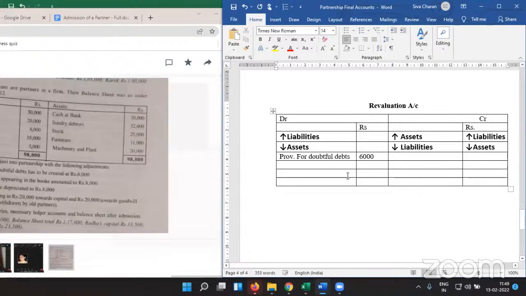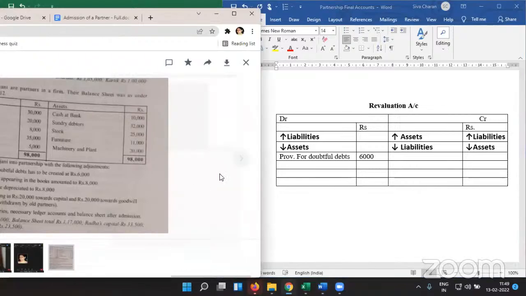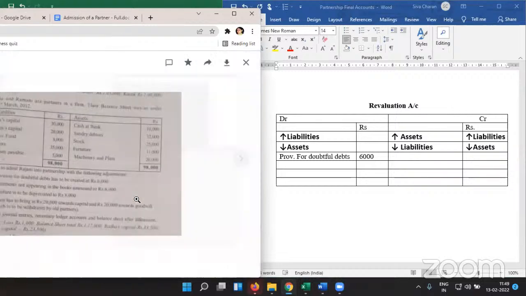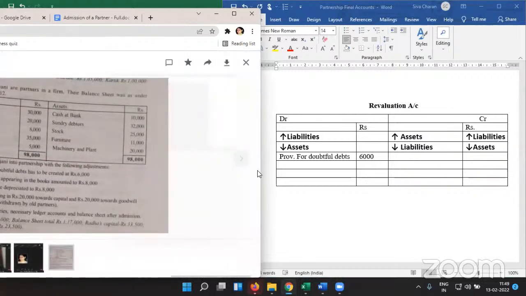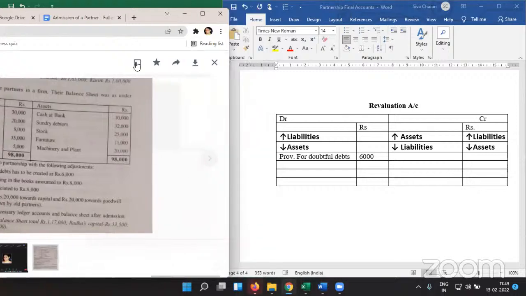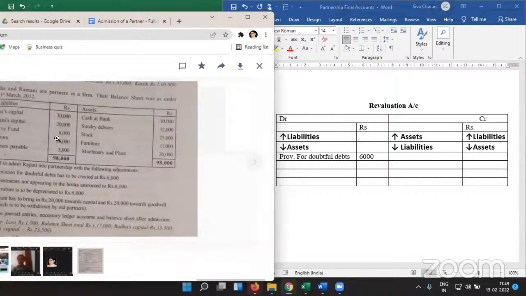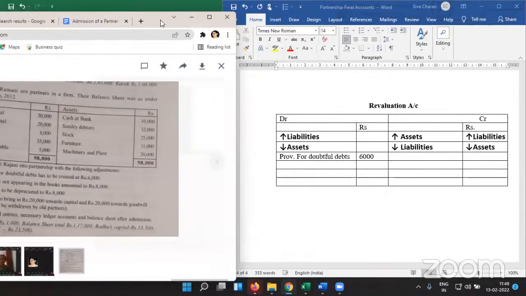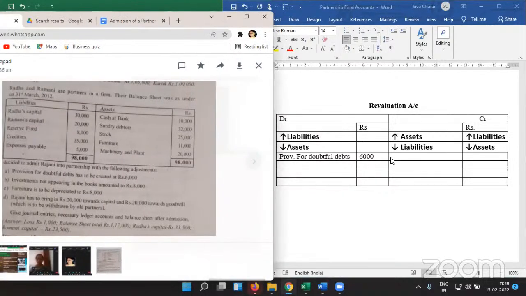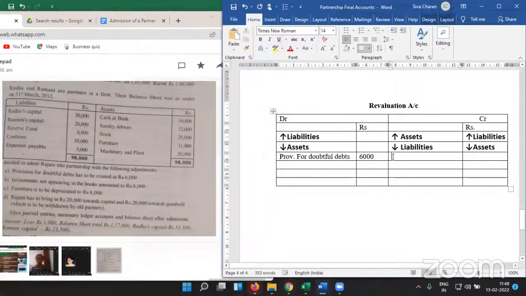The next adjustment is that investments not appearing in the books amounted to 8,000. That means increase of assets. As assets are increased, we should take it on the credit side. Investments, how much? 8,000. Okay. The next, furniture to be depreciated.